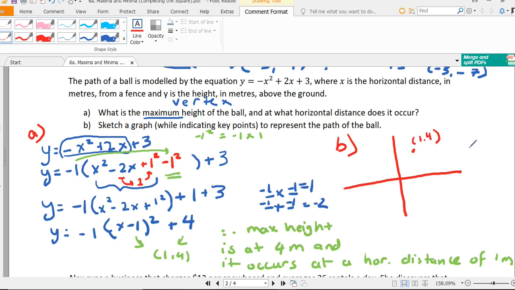Okay. So I know that it's going to be going down. Okay. So while indicating key points. Now, I wasn't asked to factor in this case, so I don't know what the x-intercepts are. But I do know that there's a vertex, and I do know that the y-intercept is at 3. So I know the y-intercept is at 3 because it's in standard form. So that's all I know. So that means my parabola is going to look something like that, assuming that this is the vertex. Okay? Alright.